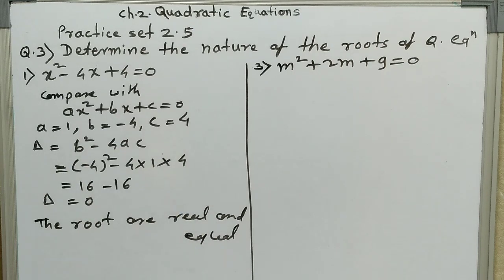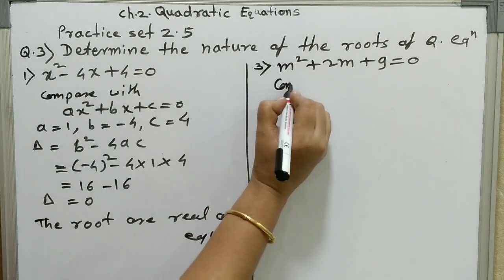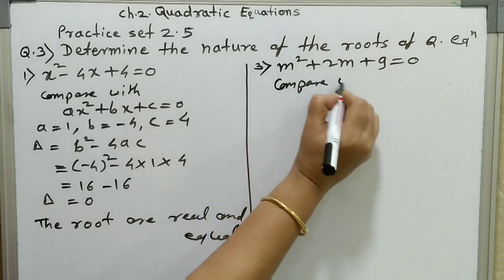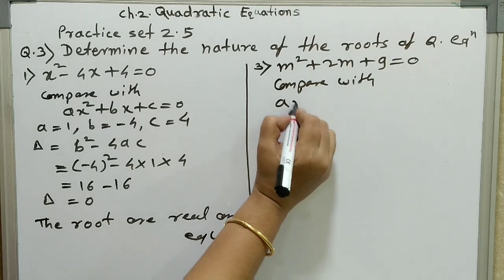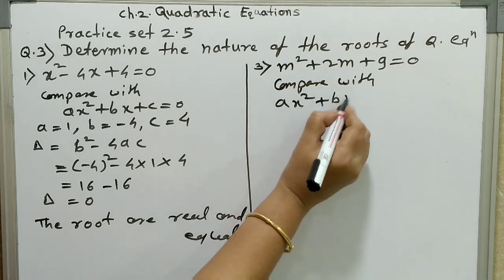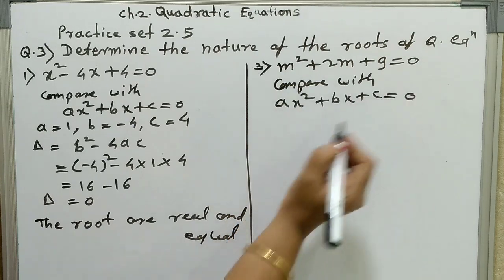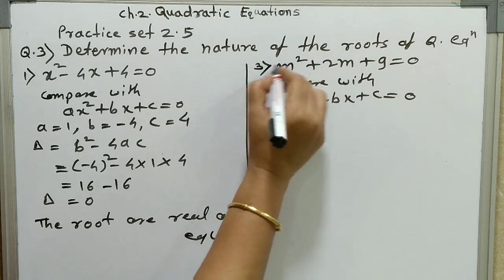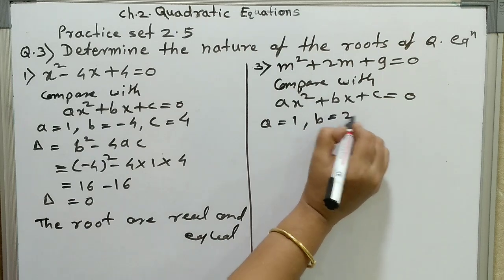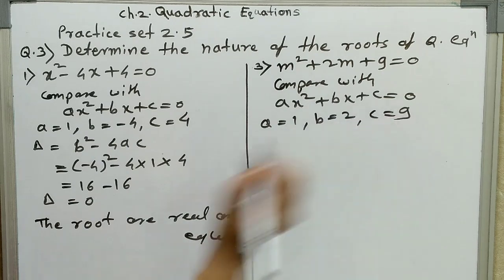Now we see the next example, the third. So m square plus 2m plus 9 equal to 0. This equation also we compare with ax square plus bx plus c equal to 0. So the value of a is equal to 1, the coefficient of m square is 1. b is equal to 2 and c is equal to 9.